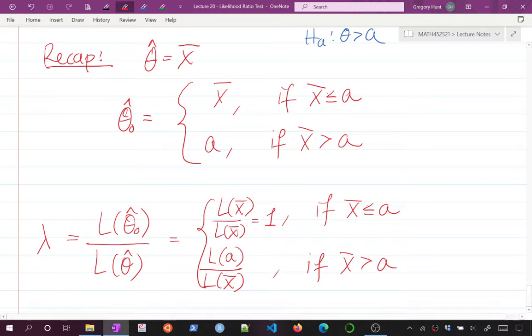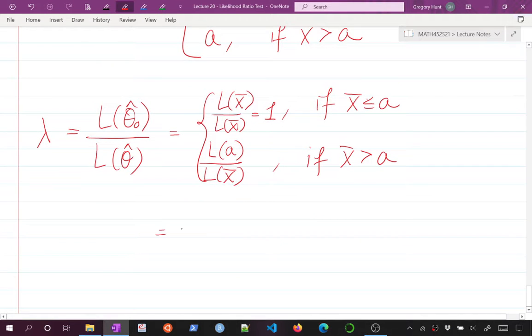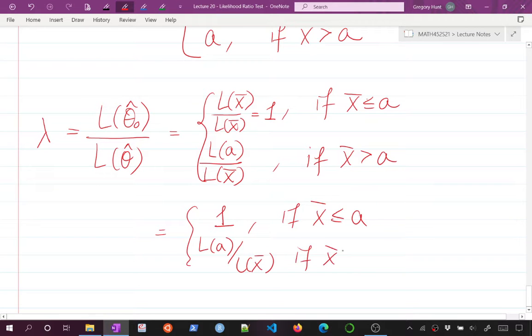And so we get L of A over L of X bar. So I can simplify this a little bit. Our lambda is just 1 if X bar is less than or equal to A, and is L of A over L of X bar if X bar is bigger than A, right?